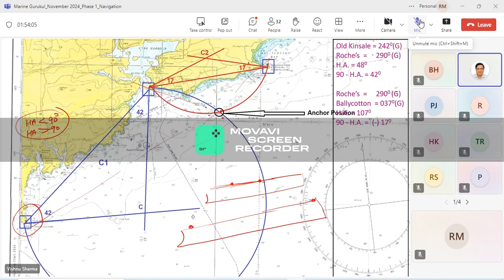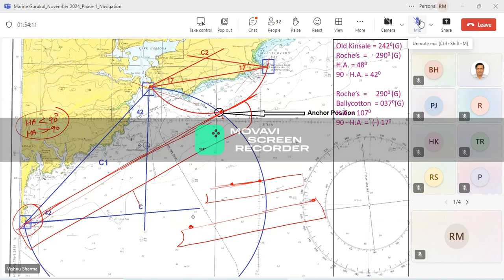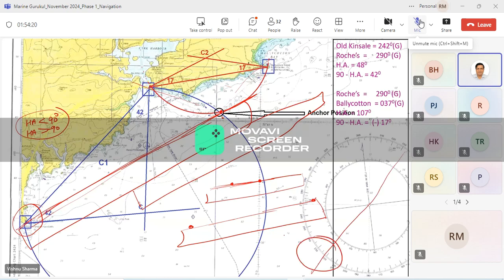So put your parallel ruler on Kinsale and the anchor position. Slide this and bring it here to the parallel compass rose. Read off the true bearing, compare it with the compass bearing, and you will get the compass gyro error.